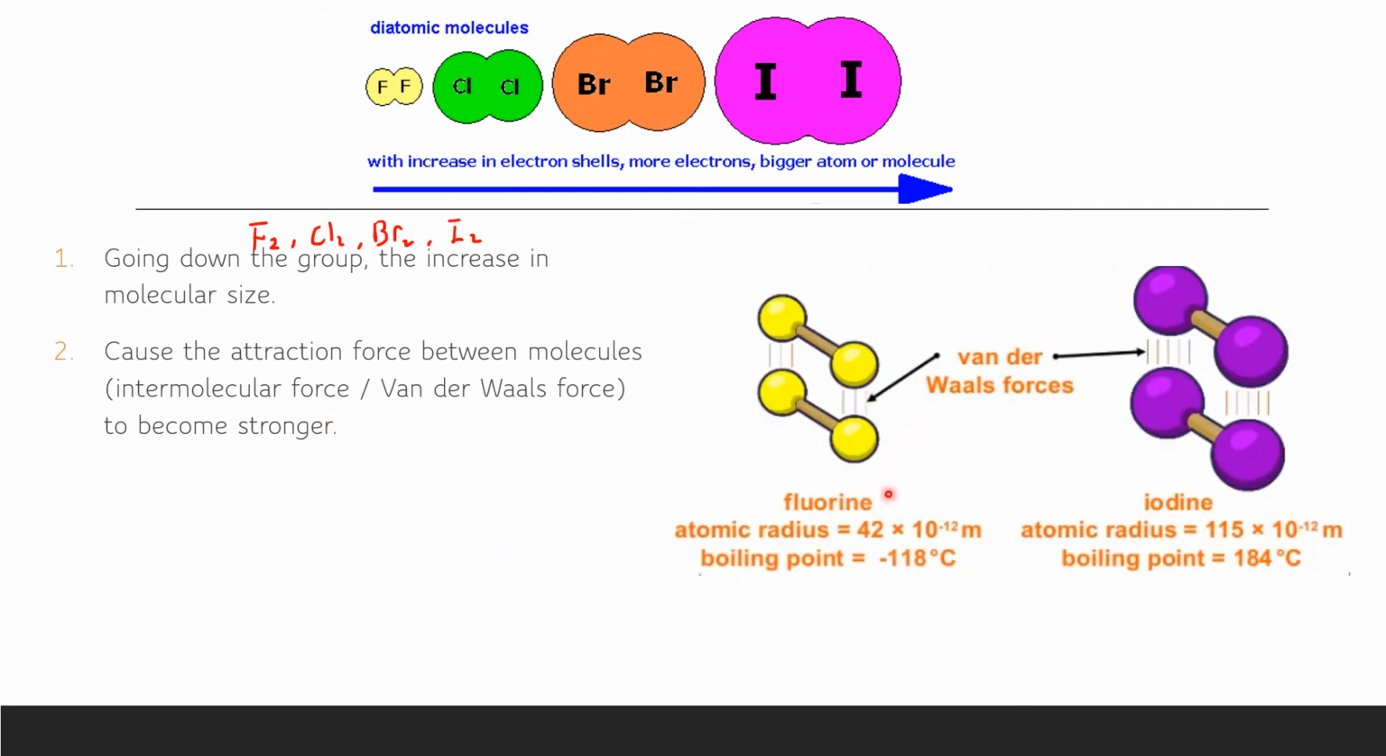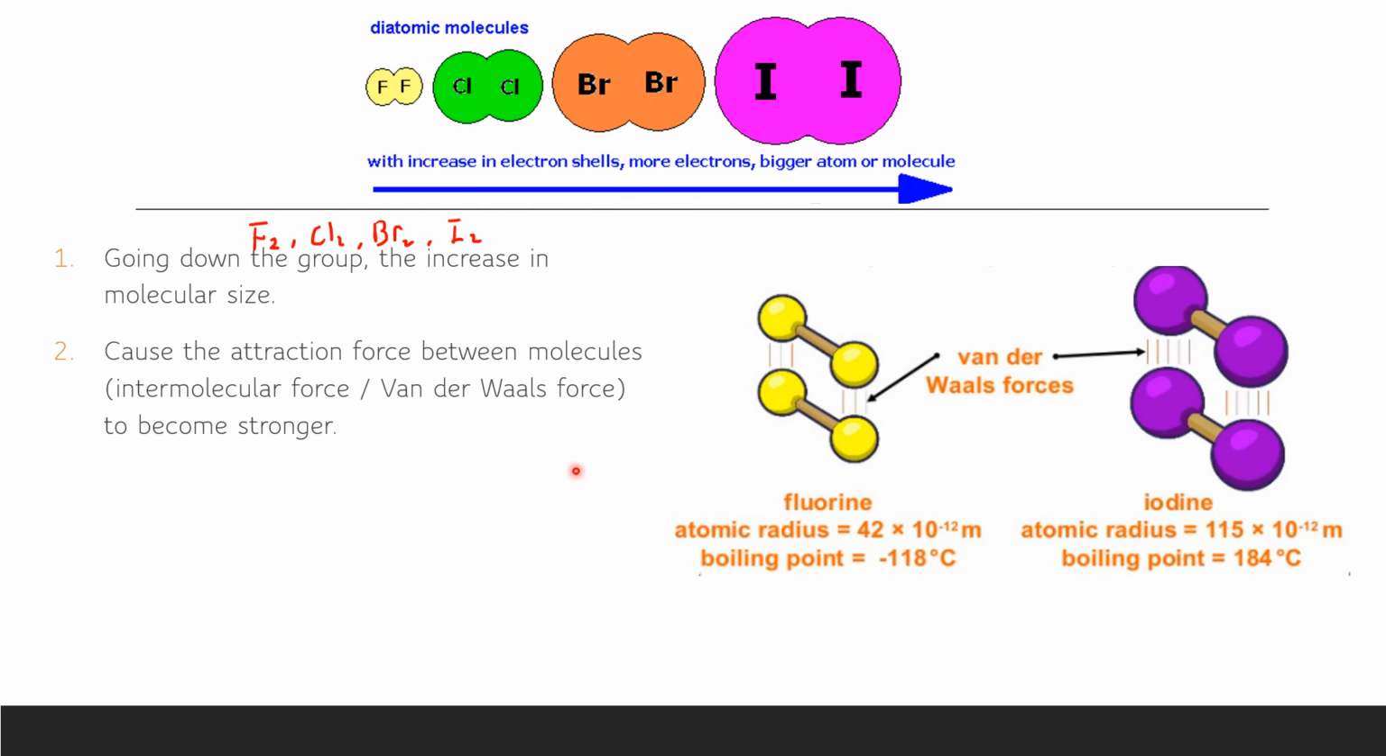So take fluorine as an example. Two fluorine atoms bond together to form a diatomic molecule, the fluorine molecule. This is the force of attraction between the molecules, we call it intermolecular force of attraction, or van der Waals force. So here is the van der Waals force between the fluorine molecules. This is the van der Waals force of attraction between iodine molecules.